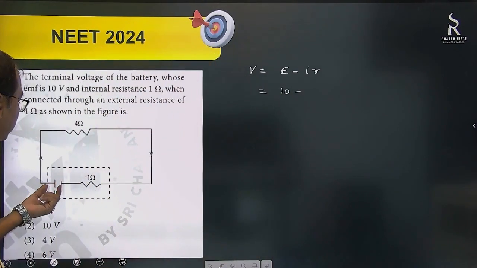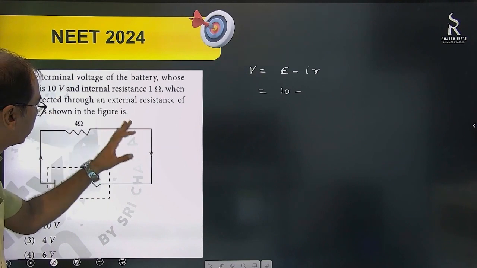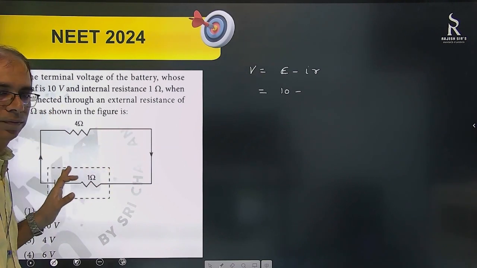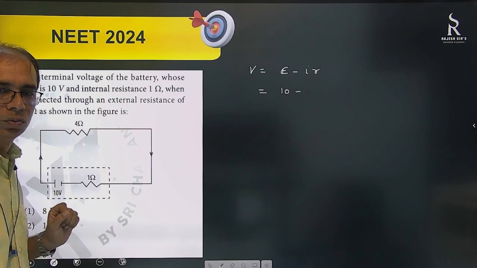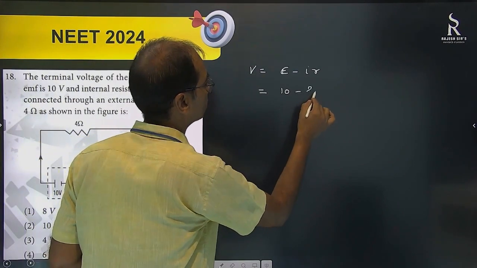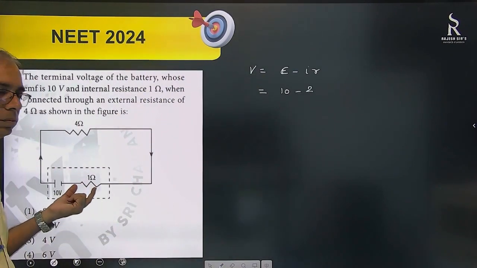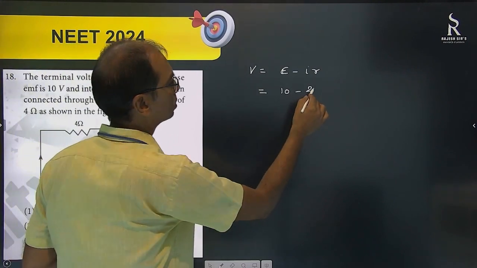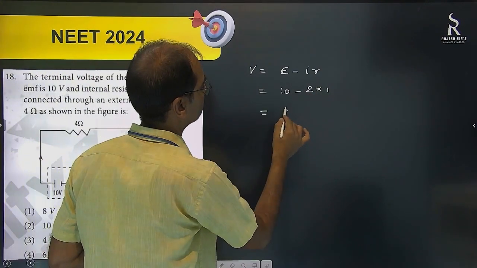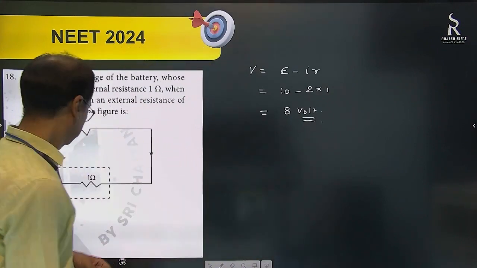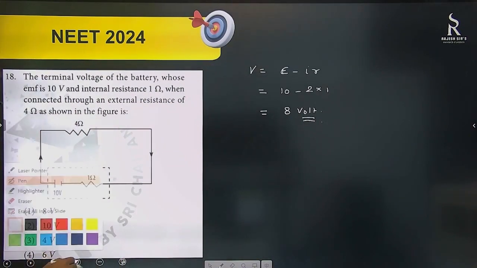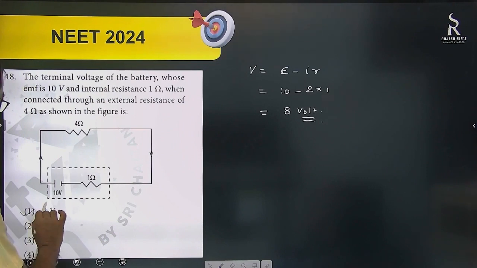So what is the EMF of the battery? 10. What is the total resistance in the circuit? 5. So current will be what? 10 by 5. That is 2. So current is 2. Now what is the internal resistance? 1. Answer is 8. Very, very simple question. 8 volt.